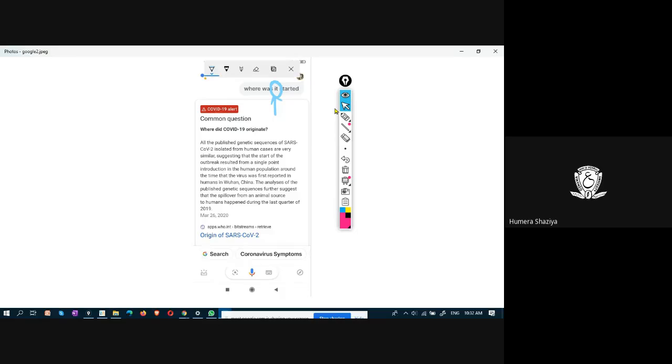What is the meaning of it? It is pointing to what? Can you tell me it is pointing to what? Because I asked the question, my first question was what is coronavirus? Then my second question was, where was it started? You see here, this it is referring to this coronavirus or COVID.